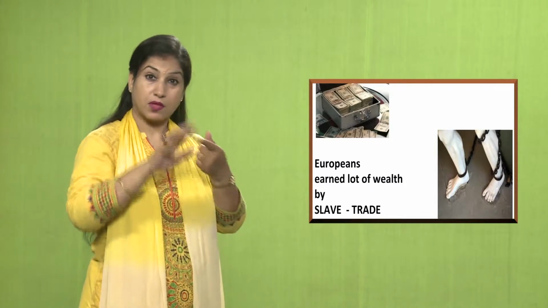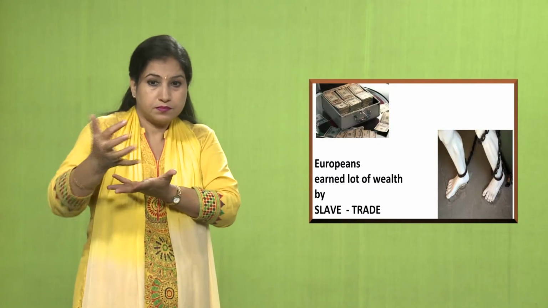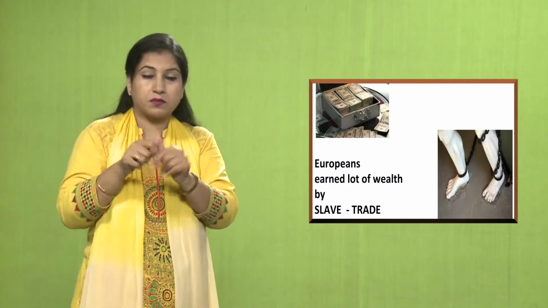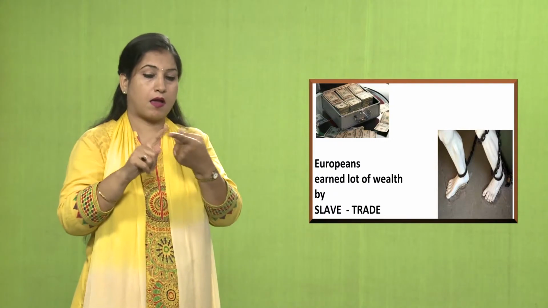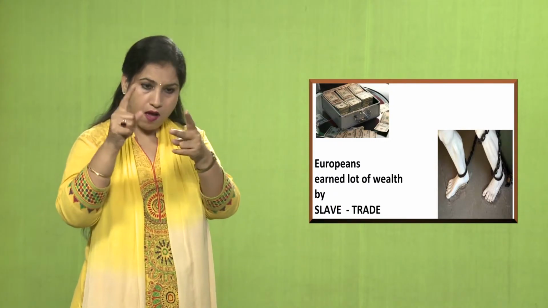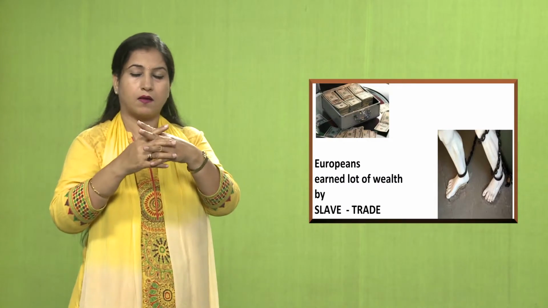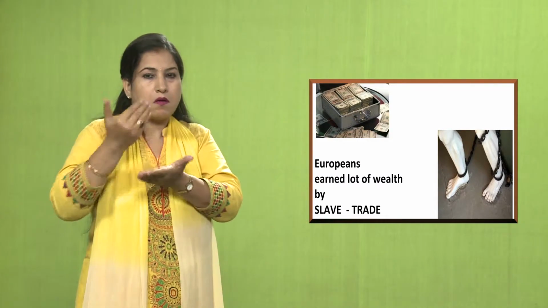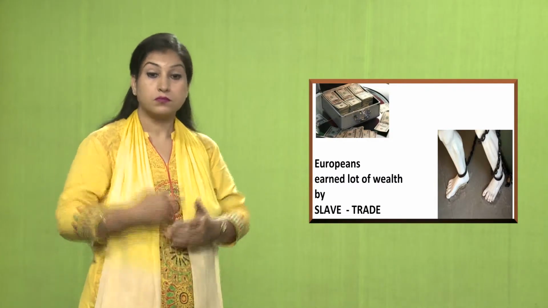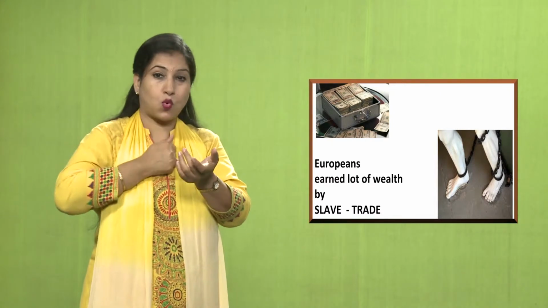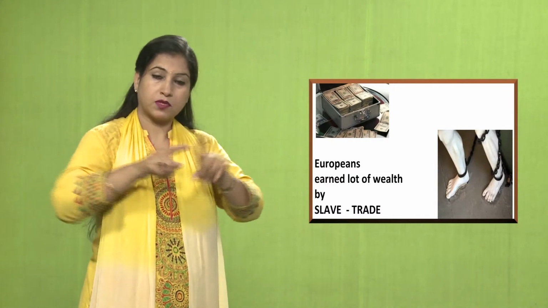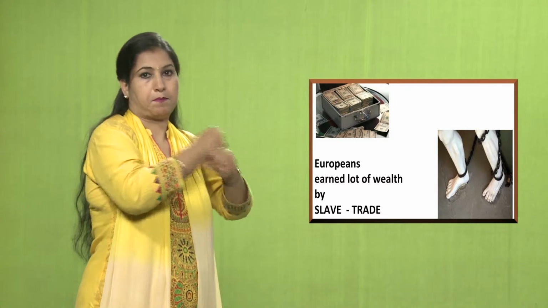The Europeans earned a lot of wealth as a result of trade with Asia, Africa, and America. The money that they earned was spent in developing new machines and technology. This finally led to the birth of the Industrial Revolution in Europe.